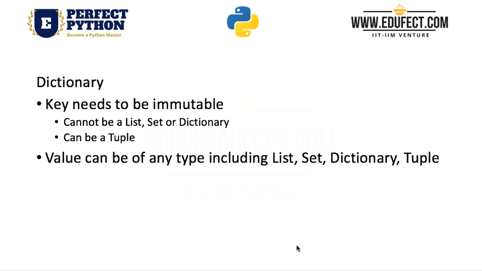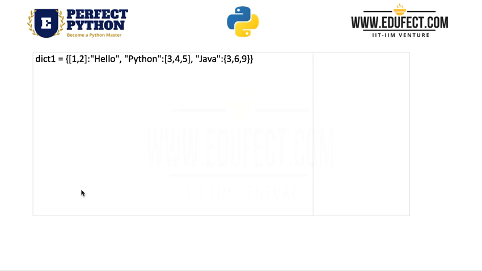Dictionary. A dictionary is a key-value pair. The key needs to be immutable, which means it cannot be a list, set, or dictionary. It can be a tuple. So it can be of any data type which is immutable: a number, a string, or a tuple. It cannot be a list, set, or dictionary. Value, however, can be of any type. It can be a number, a string, or a mutable data type. There is no constraint on the value in a dictionary.